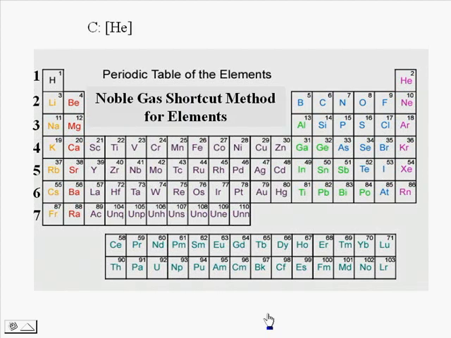Let's look at doing one for carbon. Go to the previous noble gas, which is helium, and add the extra electrons after that. 2s2, 2p1, 2p2. Magnesium. Previous noble gas that comes before that is neon. The extra electrons that I need to add beyond that would be 3s1, 3s2.